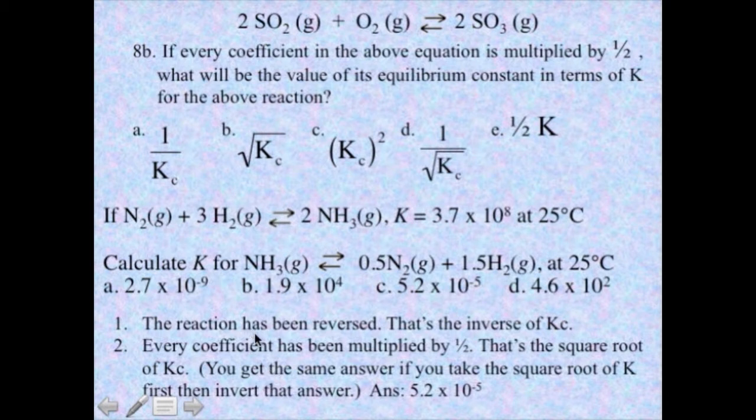All right, on this one, if you notice, the reaction has been reversed, first of all, and that's going to be the inverse of K. And then every coefficient has been multiplied by 1/2, and that's the square root of K. So if you do that, take the inverse of K and then the square root of K, you'll come up with 5.2 times 10 to the minus 5.